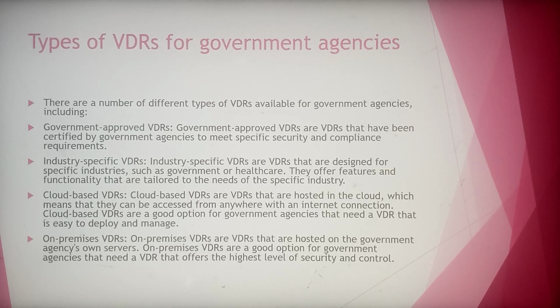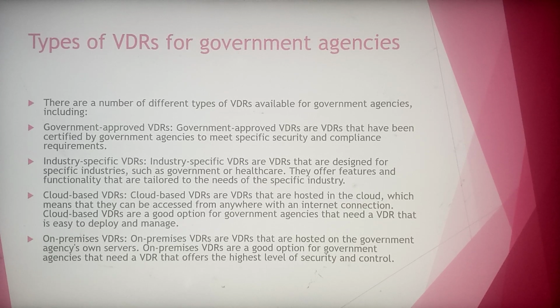Types of VDR for government agencies. Government approved VDRs. Government approved VDRs are the VDRs that have been certified by government agencies to meet specific security and compliance requirements. Industry specific VDRs. Industry specific VDRs are the VDRs that are designed for specific industries such as government or healthcare. They offer features and functionality that are tailored to the needs of the specific industry.